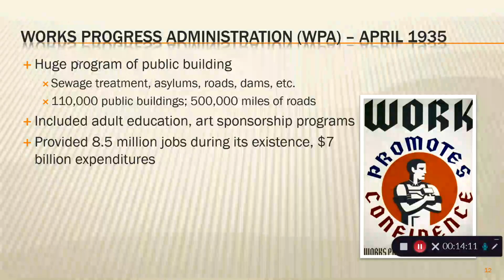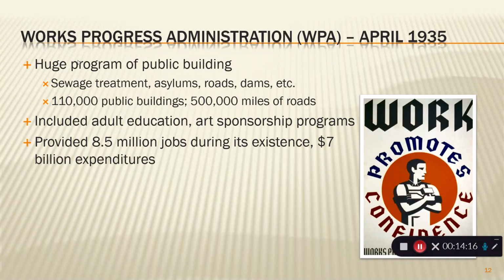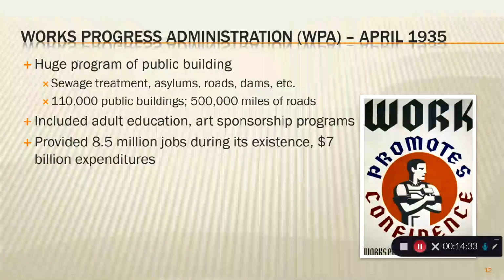One of the other really massive undertakings of the second New Deal is what's called the Works Progress Administration. We talked about the Public Works Administration, the PWA. The WPA is an even bigger version of that, and it's a broader kind of attempt. The WPA, with $7 billion worth of expenditures throughout its existence, provides jobs to 8.5 million people.